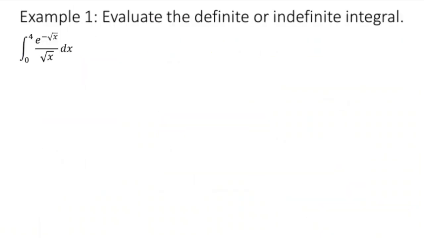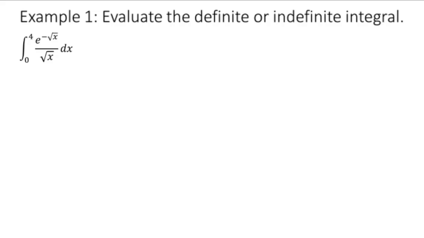Now we're going to evaluate definite and indefinite integrals. We're going to start with the integral from 0 to 4 of e to the negative square root of x over the square root of x dx. Here we are evaluating a definite integral. And we can see that our integrand is not one of the basic functions that we know a simple rule for. So we're going to try to use substitution.